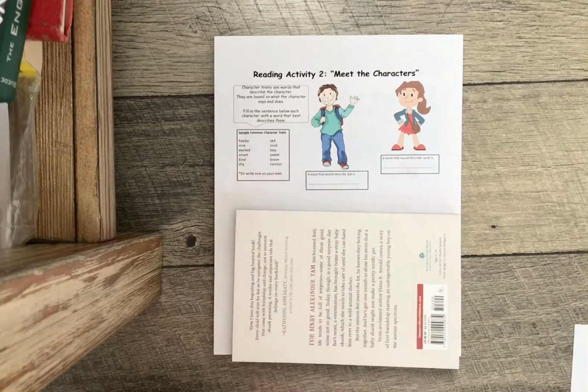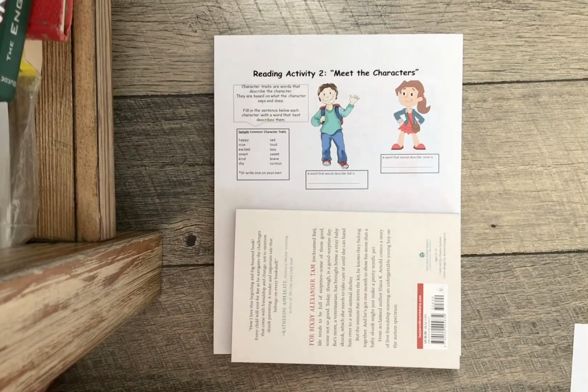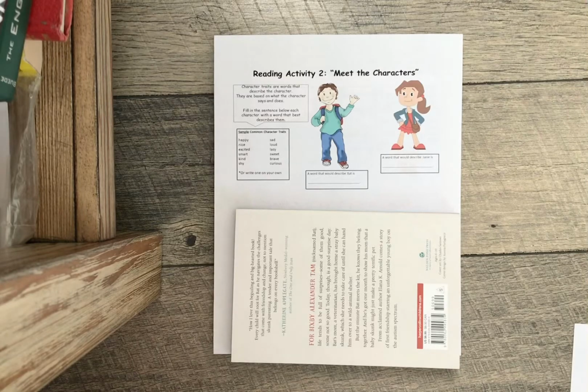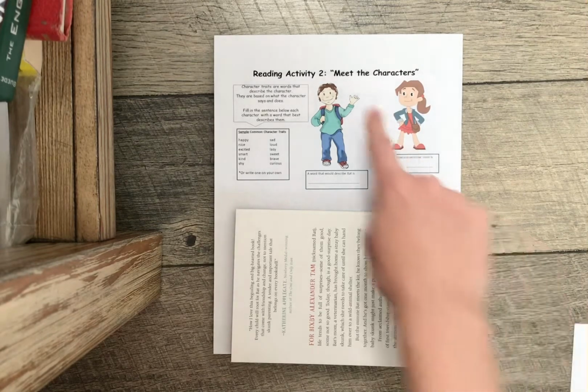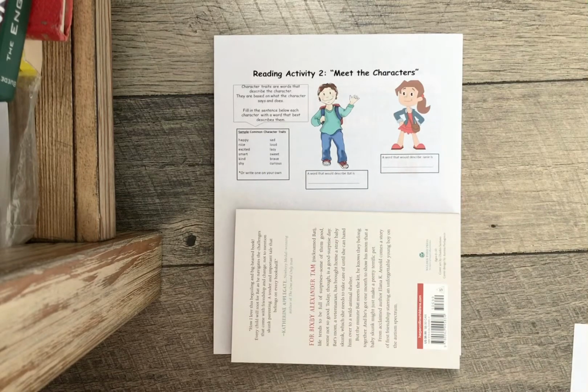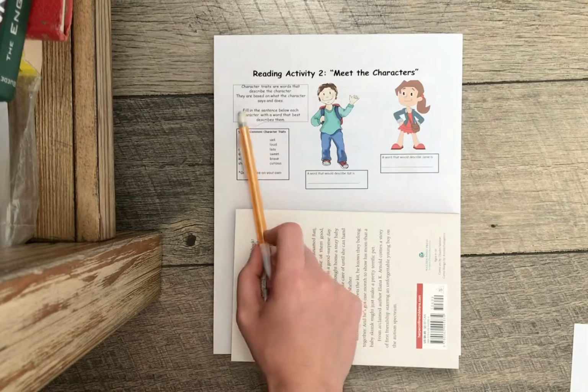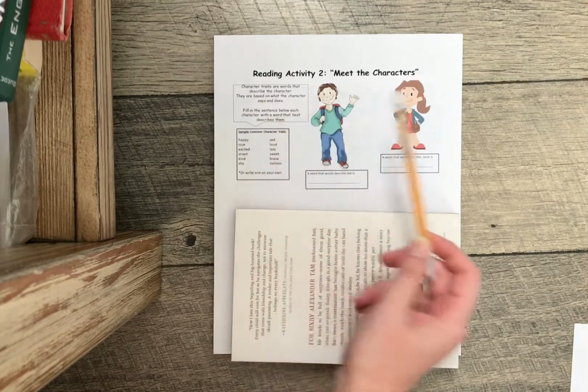So for reading activity 2, it says meet the characters. The characters are the people or animals in the story. It says character traits are words that describe or tell you about the character. They are based on what the character says or does. So a trait is what someone would say about you. If you are really funny, that's a trait. Someone would say, oh my goodness, they are so funny, or they are so happy. So those are traits.